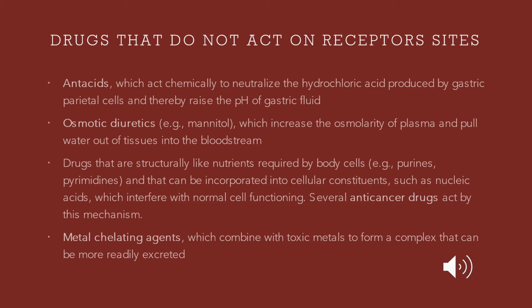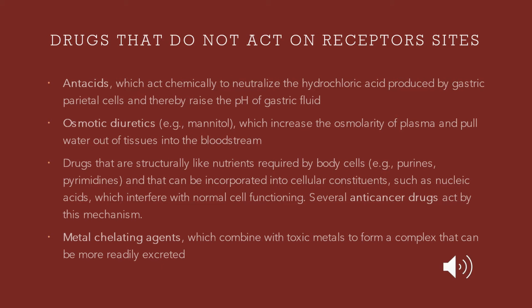Drugs that do not act on receptor sites include the following: antacids, which act chemically to neutralize the hydrochloric acid produced by gastric parietal cells and thereby raise the pH of gastric fluid. Osmotic diuretics, for example, mannitol, which increase the osmolarity of plasma and pull water out of tissues into the bloodstream. Drugs that are structurally like nutrients required by body cells, and these are the purines and the pyrimidines.